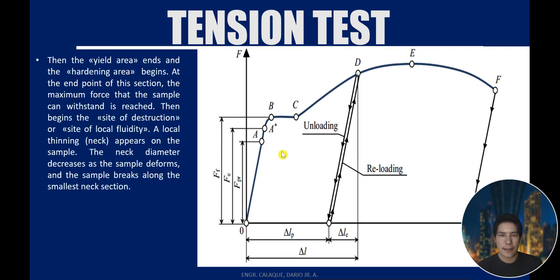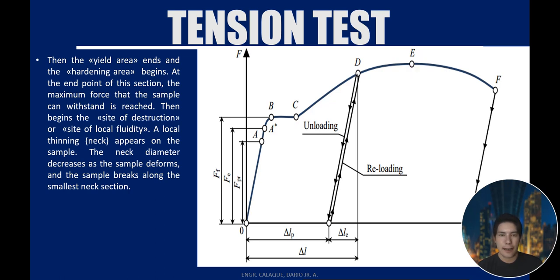Then, the yield area ends dito sa point C. And the hardening area begins. So, dito sa point C, nag-stop na yung yielding. So, mag-start na parang ma-stress out yung material. No? Nag-harden yung strain. So, at the end of this section, the maximum force that the sample can withstand is reached. So, hanggang dito sa point E, ito na yung maximum force na na-reach niya.